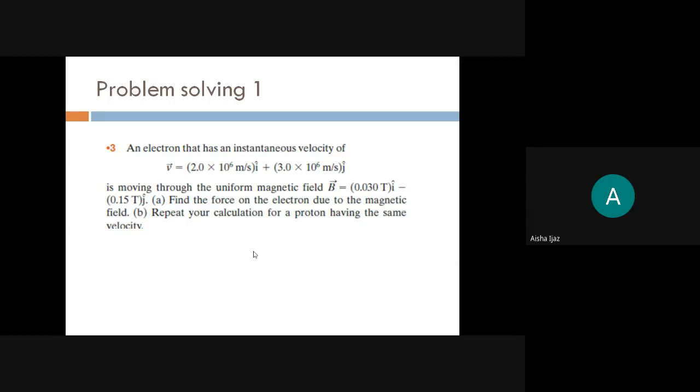It's moving through a uniform B field. Uniform means the magnitude is constant and the direction is constant. Here you will have the B field magnitude, which can be calculated by taking the square root of 0.030 squared plus 0.15 squared, or you can do it the other way around. So here the velocity is given, the B field is given, and you have to find the force.